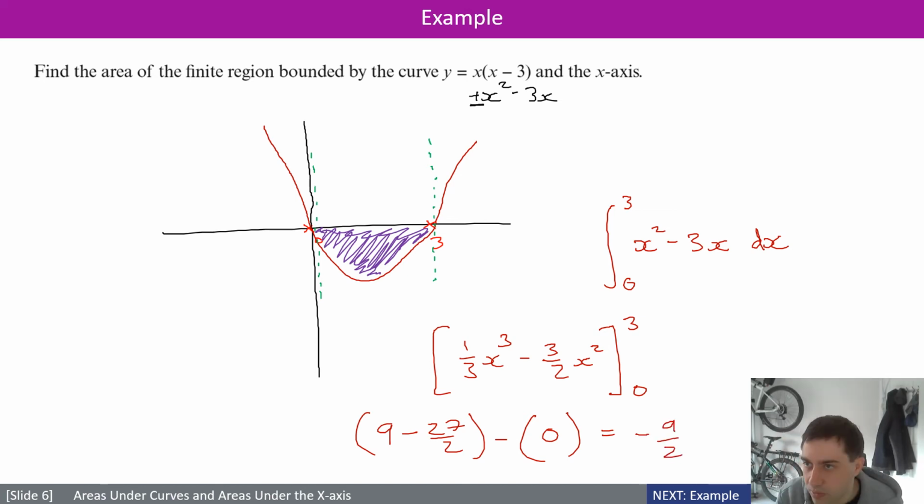Okay, so as you can see, the integral has actually given us a negative answer, which doesn't make sense for an area, but we know why it's negative. It's because we were below the x-axis. We flip it, and the final answer is 9 over 2.